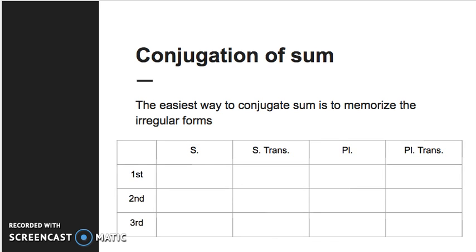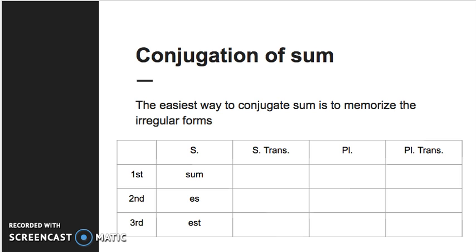Let's take a look at how this verb is conjugated. First person singular of the verb is sum. What's first person singular? Yes, sum. Second person singular is es. What's second singular? Yes, es. Third person singular is est. What's third singular? Yes, est.